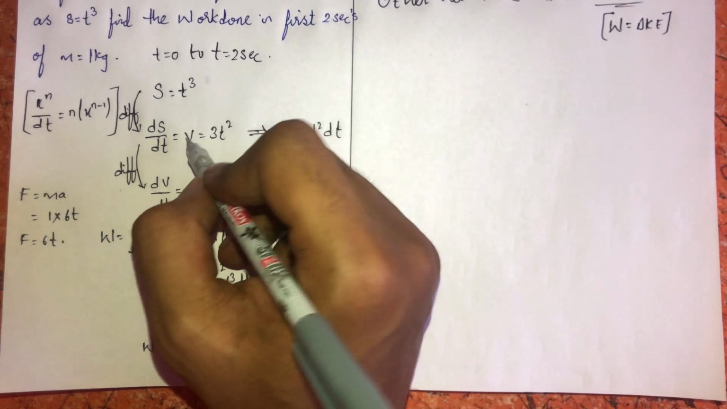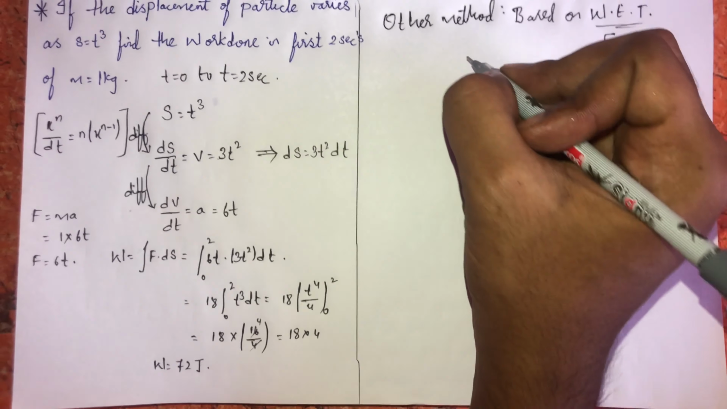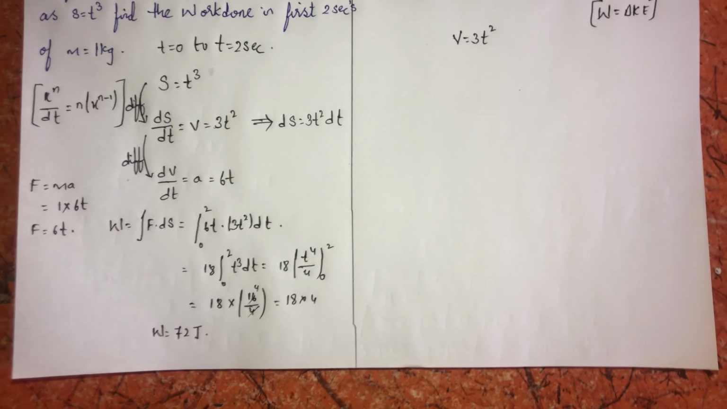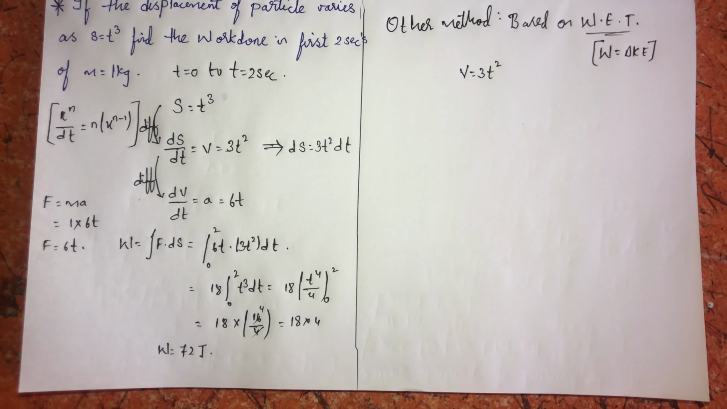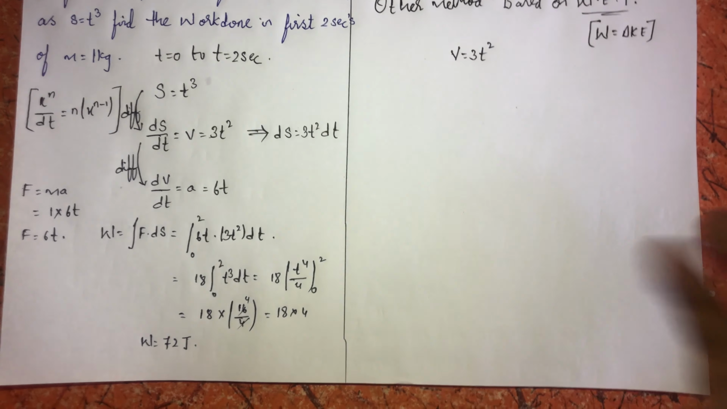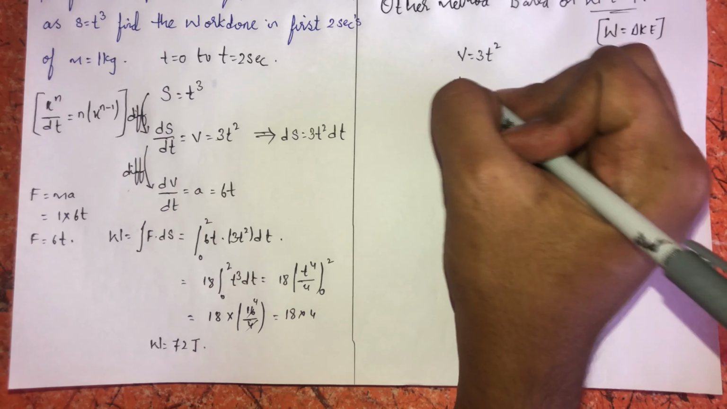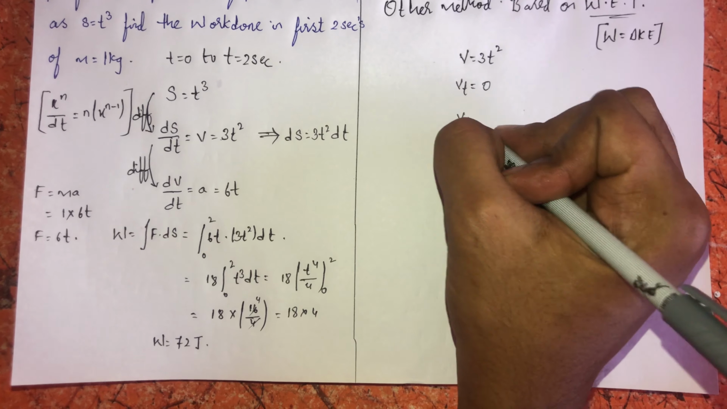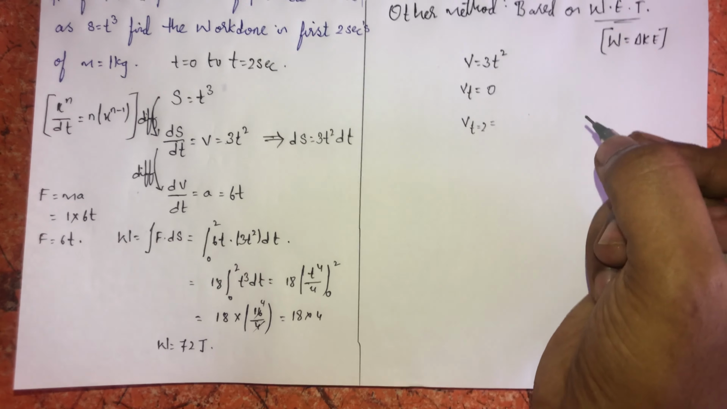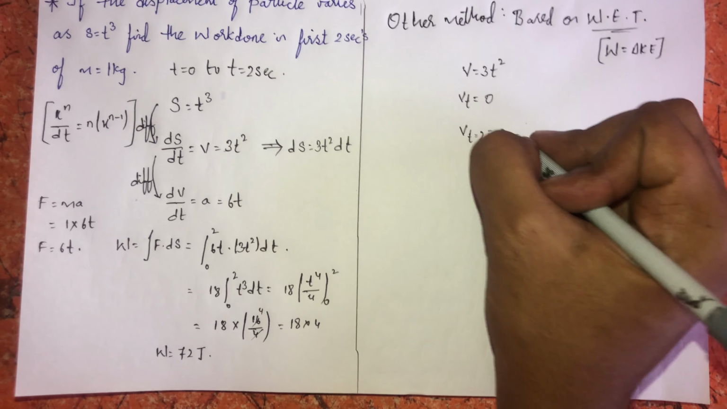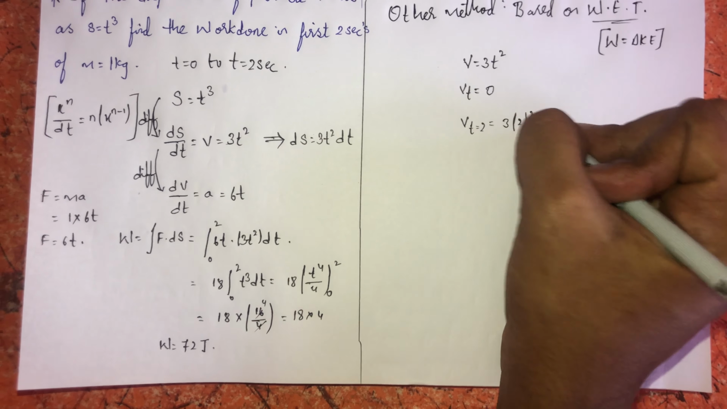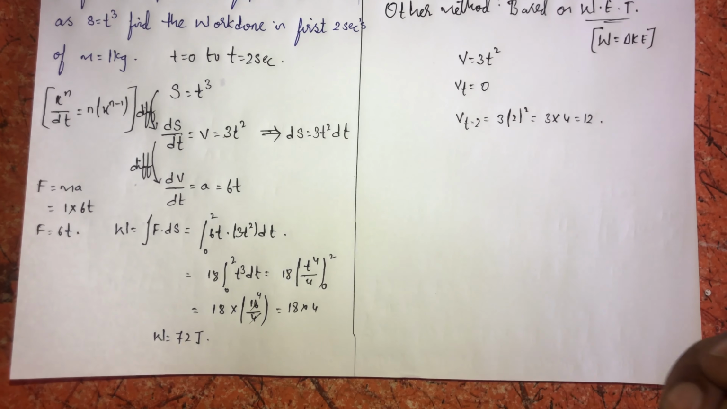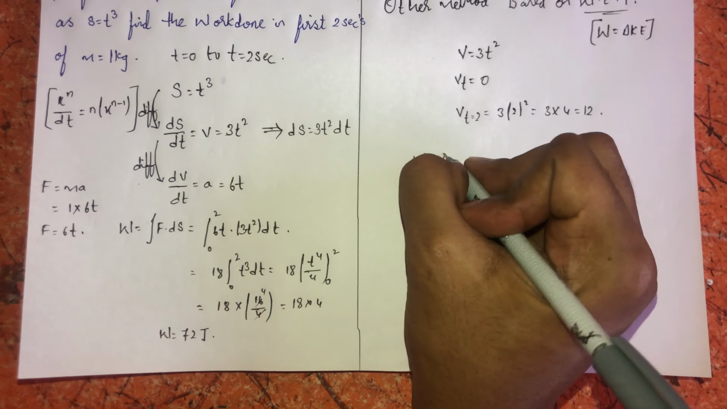Here velocity is equal to 3t square. We got velocity from differentiation of displacement by dt, where velocity at time t 0 will be equal to 0 and velocity at t 2 seconds will be equal to 3 into 2 square. 2 square will give 4, that is 12. Then work done will be equal to kinetic energy final minus kinetic energy initial.